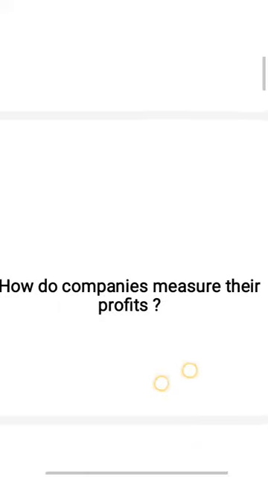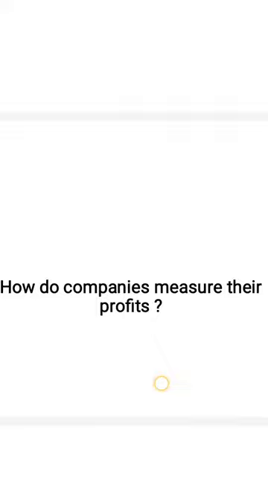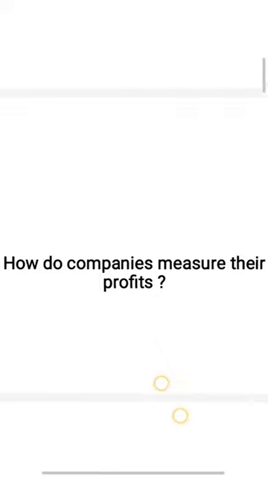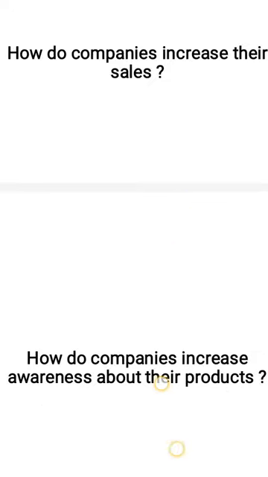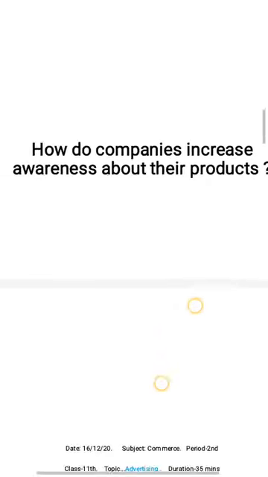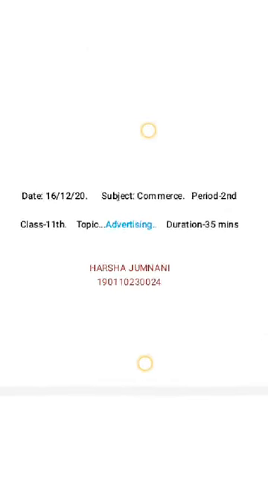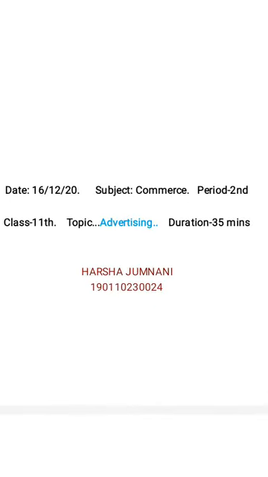Companies measure their profit by increasing sales. Okay. How do companies increase their sales? Company increases their sales by increasing awareness about their products. Good. Now tell me, how do companies increase awareness about their products? So, today we shall study about advertising.